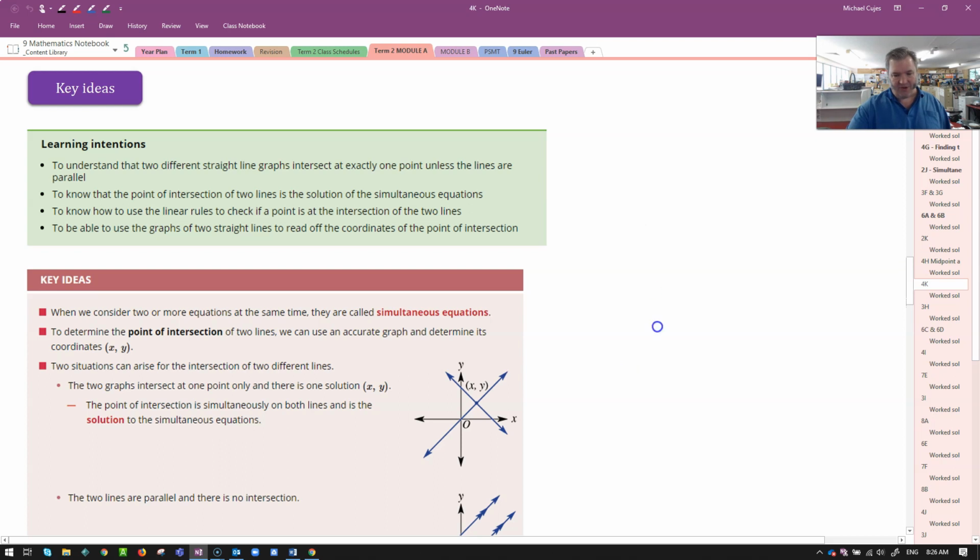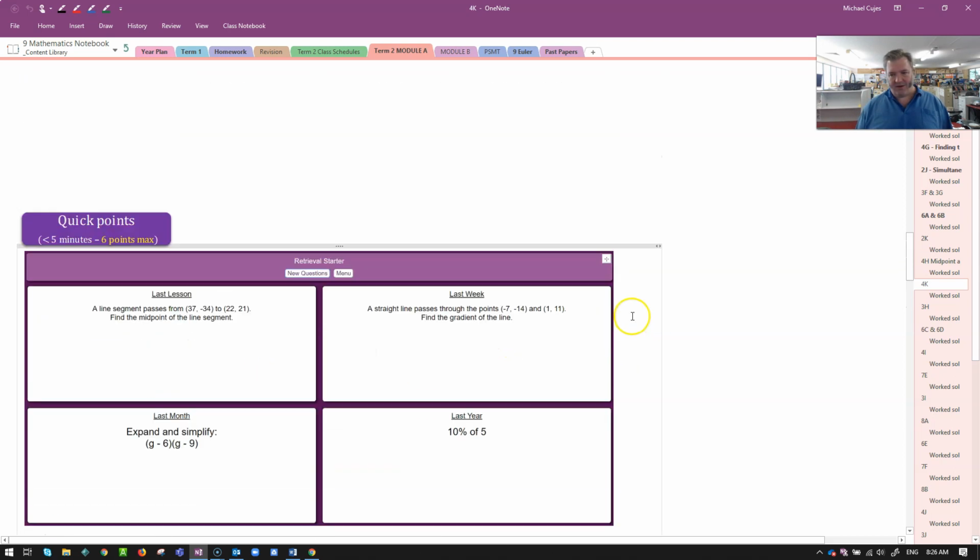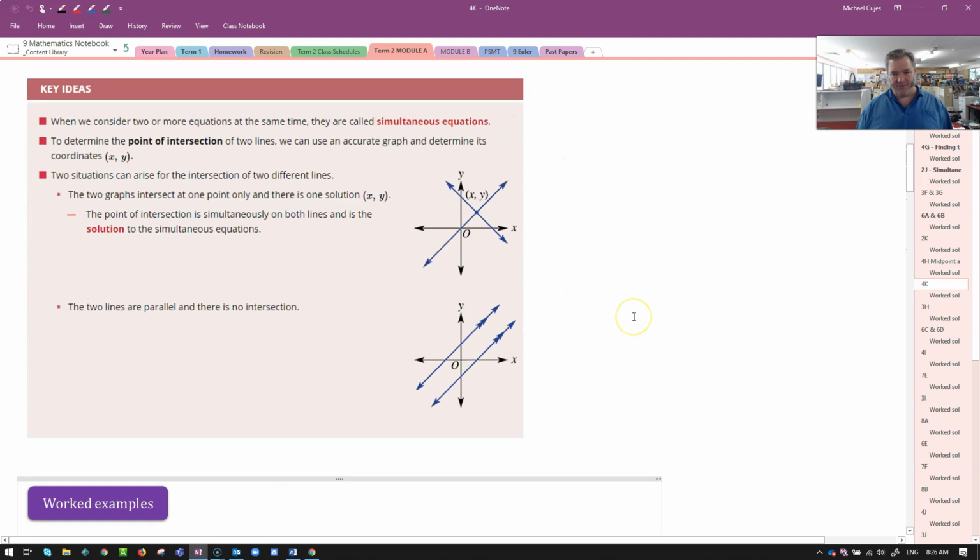It doesn't want to scroll for me at the moment. Oh, now it wants to scroll too far. There we go. It's just waking up this morning.